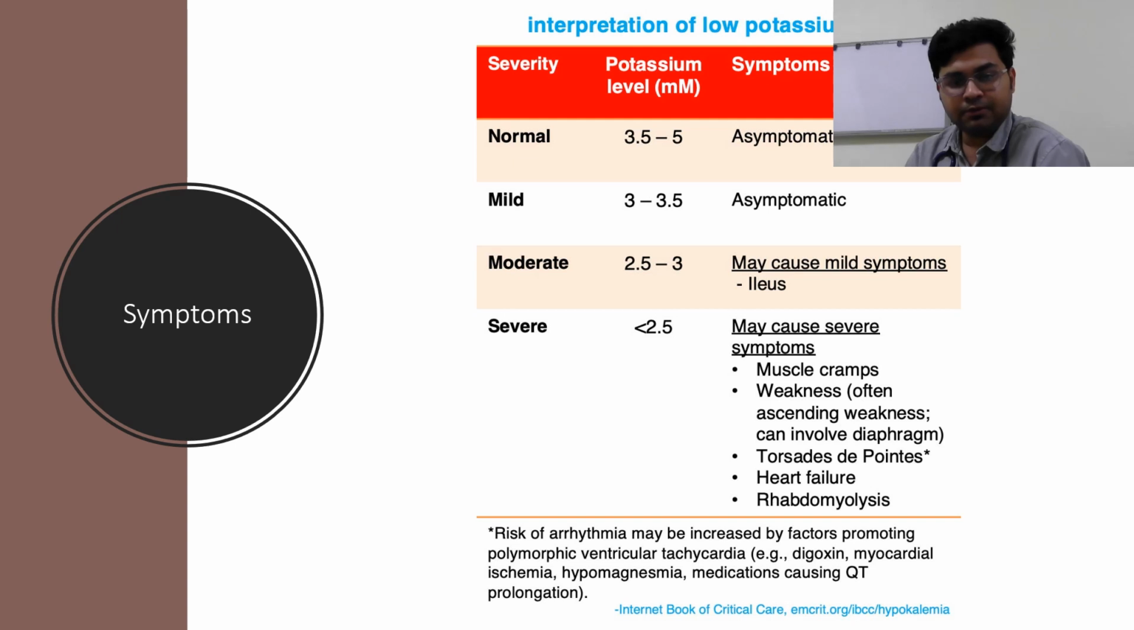Severe is when the potassium level is below 2.5, where you can have muscle cramps and weakness, which will be majorly in the ascending limbs, and in ECGs you may have arrhythmias. If the patient comes to you with ventricular arrhythmia, you can also have torsades de pointes due to low magnesium level. Further, you can have rhabdomyolysis and heart failure.